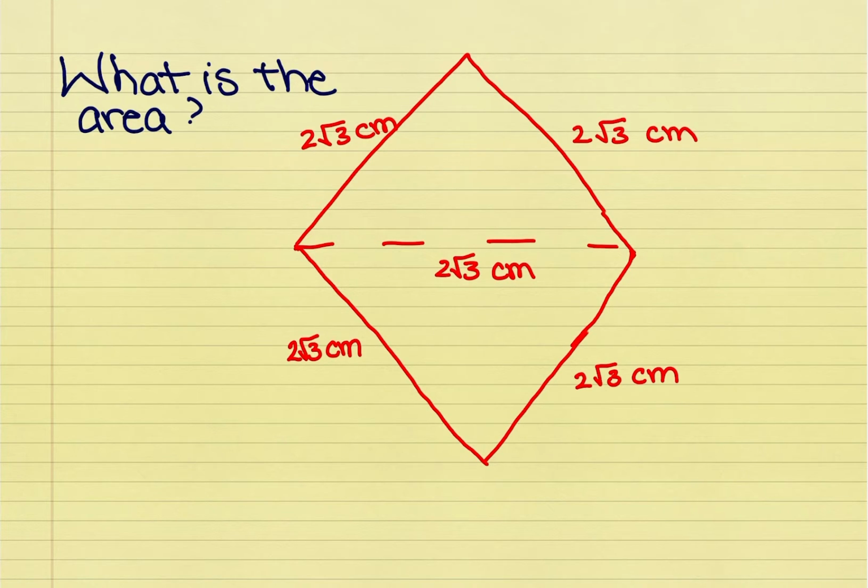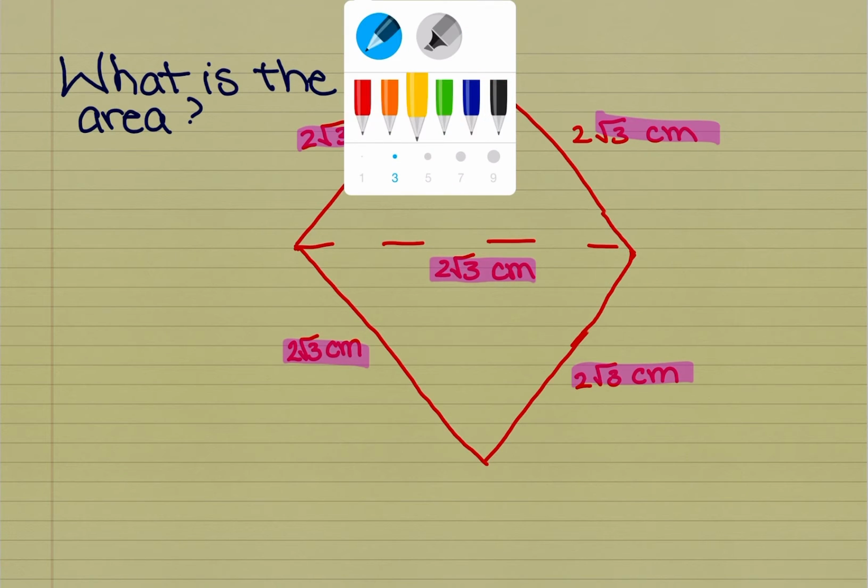So basically, we have this rhombus here, and we're going to try to find the area of this rhombus. We already know a few pieces of information about it. We know these values and that it's a rhombus, but the values already prove that. So let's get right to it.